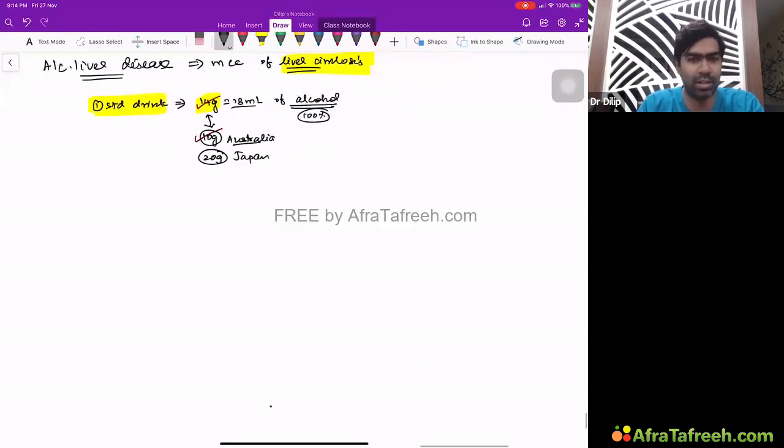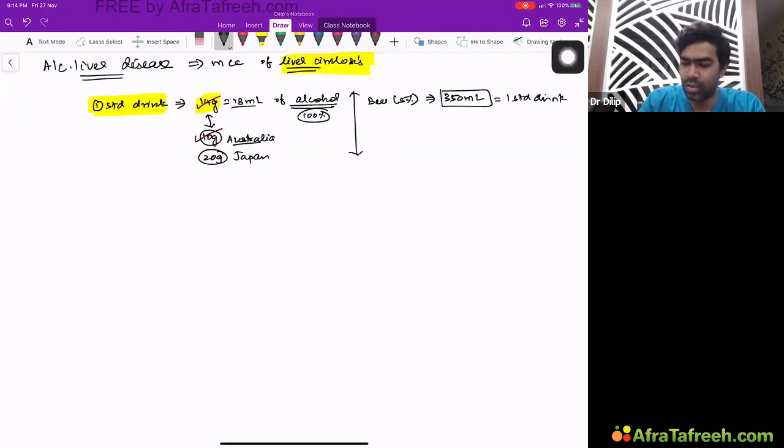That is the United States standard, and depending on that, different beverages have different amounts of alcohol. For example, beer contains only 5% alcohol, so to get one standard drink out of beer, you need 350 ml of beer. Similarly, wine contains approximately 12% alcohol, which corresponds to 150 ml. So 150 ml of wine is approximately equivalent to one standard drink.